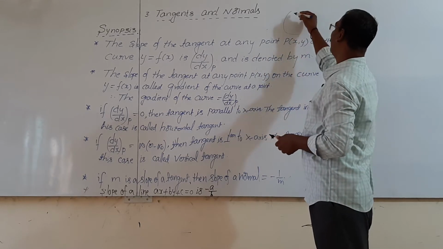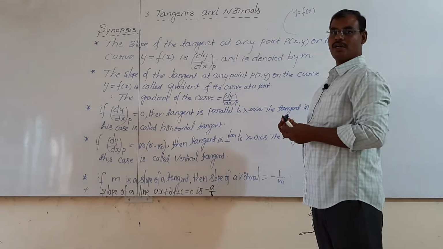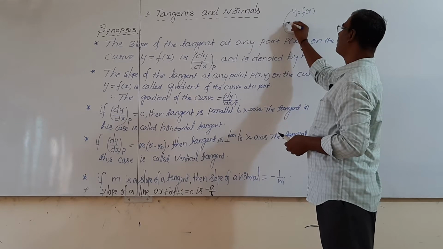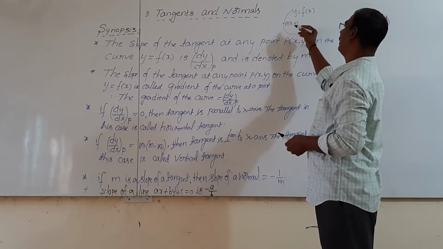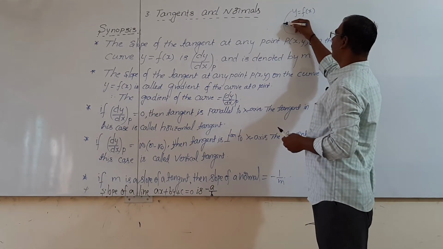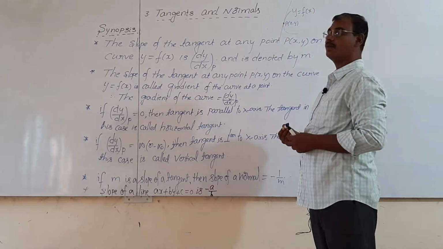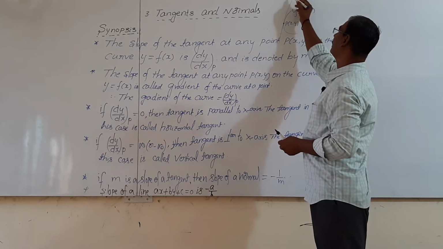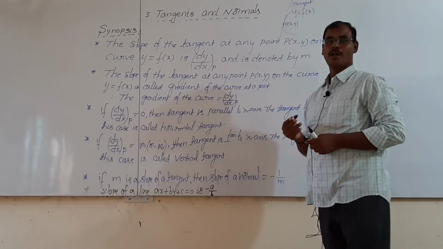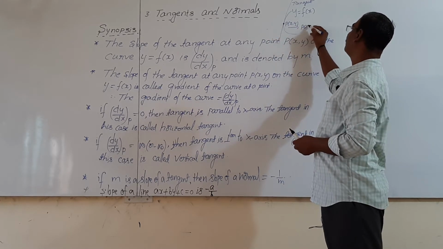Let y is equal to f of x be a continuous curve on real numbers. Let P is equal to (x, y) be any point on the curve. If a line touches a single point of the curve y is equal to f of x, it is called a tangent line, and this point is called the point of contact.